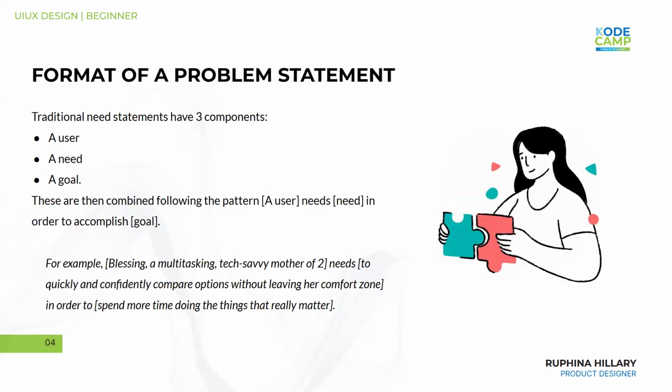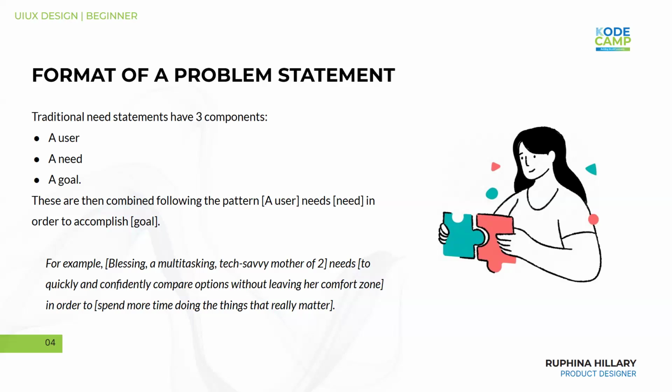If you want to craft this problem statement to be more general, instead of saying Blessing, the multitasking tech-savvy model of two, you can simply say young adults or young single mothers. When you say something like young single mothers, young adults, busy students, it's depicting a general target audience, or something like people living in the rural community, getting a general idea of the people in that community.